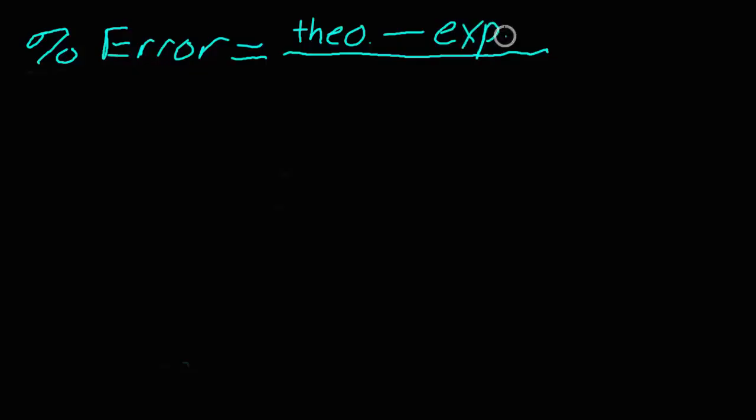So to figure out percent error, you're always going to look at an equation. That equation is essentially a giant division problem. So what percent error is going to be is you're going to take your theoretical value, we're just going to abbreviate that THEO. We'll subtract from the theoretical value the experimental value, we'll abbreviate that EXP. Divide that difference by the theoretical value. So we've got theoretical minus experimental divided by theoretical.